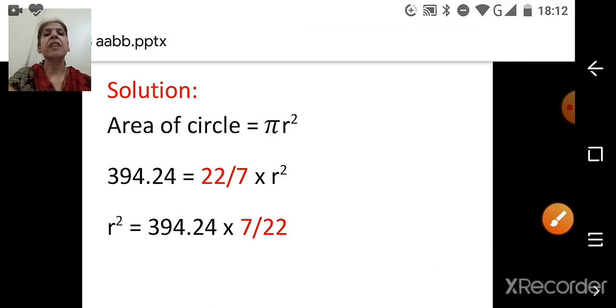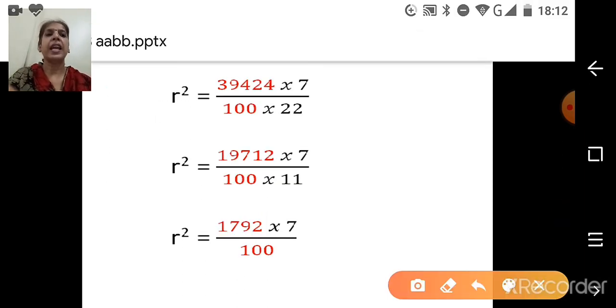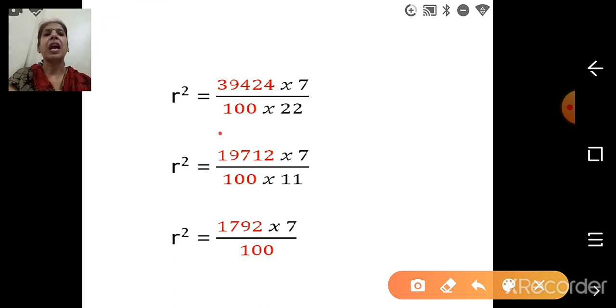Here we are having a decimal, so we have to take care of the decimal. First step, we will remove the decimal. As we are removing the decimal, how many places were there? 2 places were there, 0.24. So we have to take 100, and we have taken 100 in the denominator. This thing you have to keep in mind.